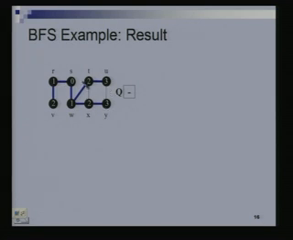Now, what do these labels signify? One signifies that it was discovered in the first round, 2 that it was discovered in the second, and 3 that it was discovered in the third round. This is also the length of the shortest path from S.